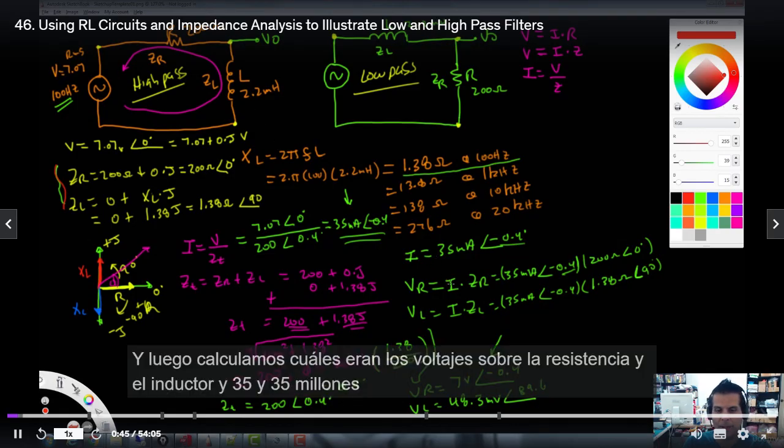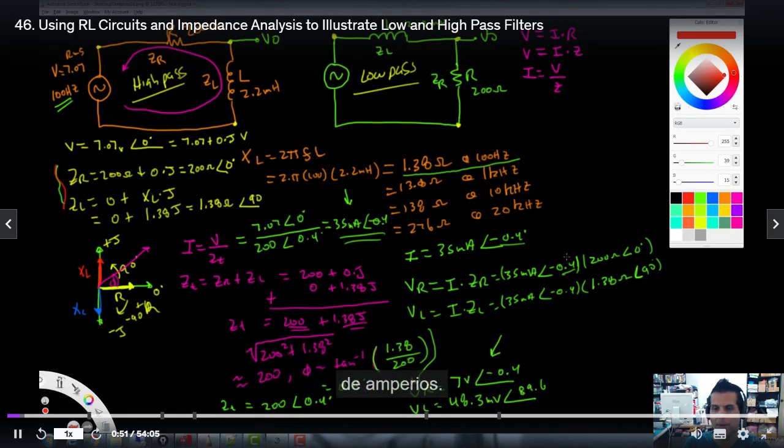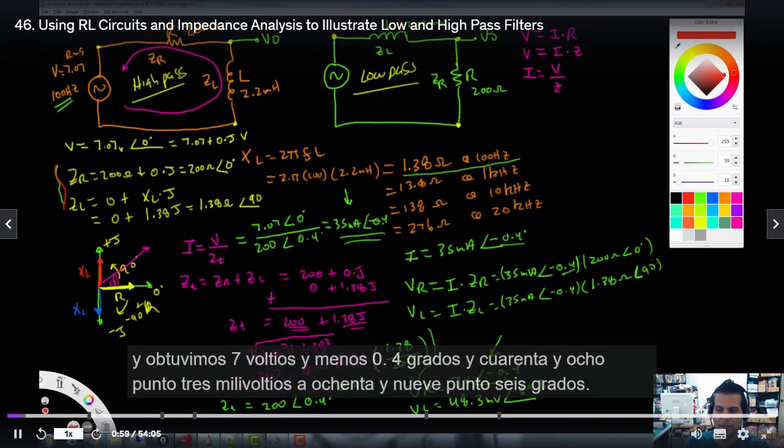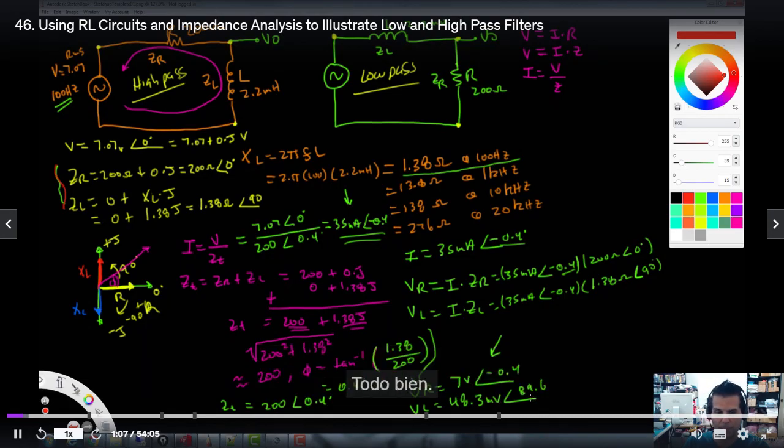And then we calculated what the voltages over the resistor and the inductor were: 35 milliamperes at the phase angle times the 200 ohms at 0 degrees and 1.38 ohms at 90 degrees. And we came up with 7 volts at minus 0.4 degrees and 48.3 millivolts at 89.6 degrees. All right, so we figured everything out.